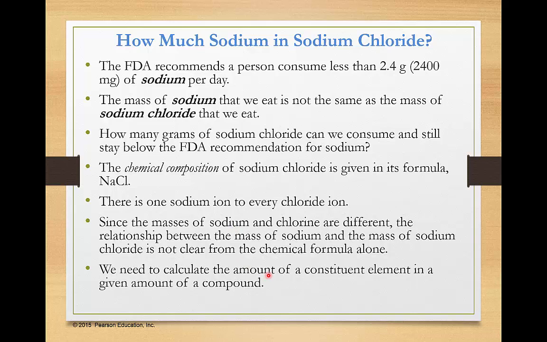So we have to calculate how much of what we call a constituent element we have in a given compound. So whatever element it is we're looking for. If we want to know the amount of sodium in sodium chloride, the sodium is the constituent element that we're interested in.